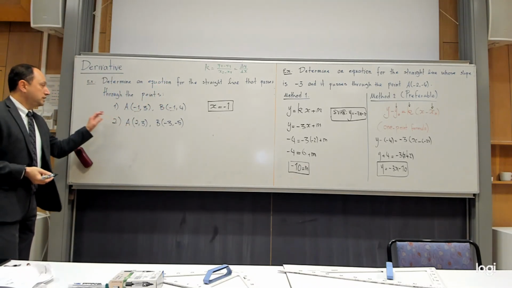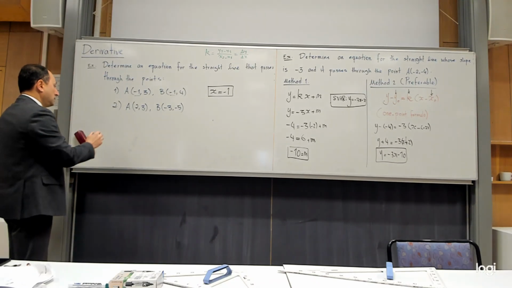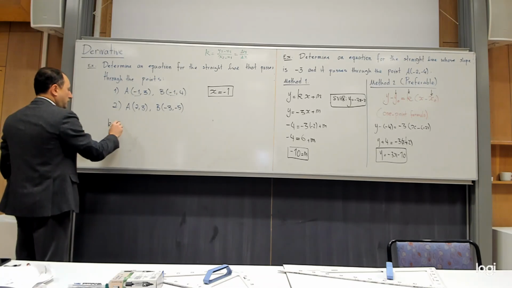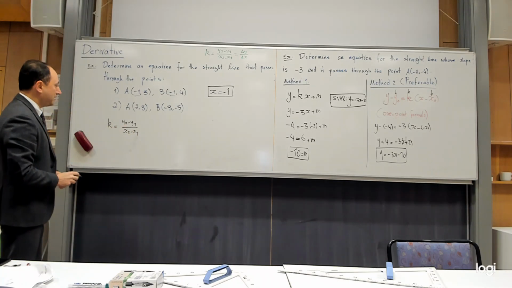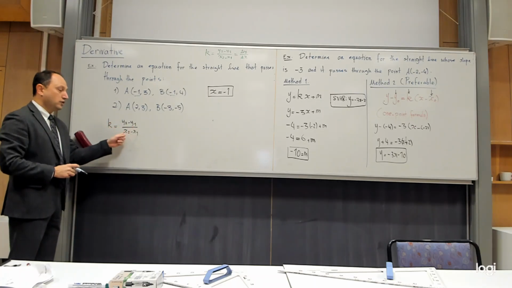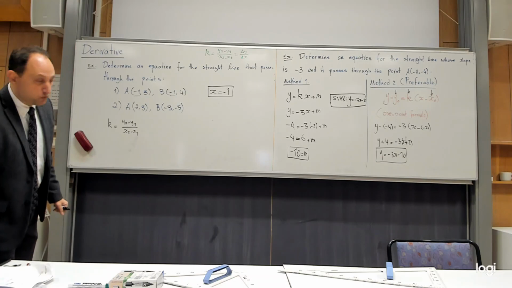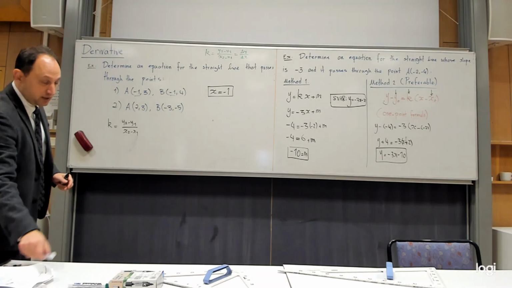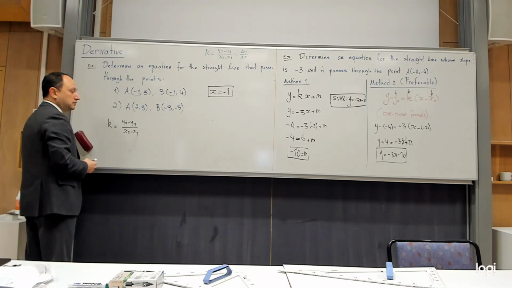But when I go to the second one, I have to calculate. So what should I do? I take the k value, I would write y2 minus y1 divided by x2 minus x1. By the way, these are names. It doesn't matter if you write y1 minus y2, but if you do that, you have to write x1 minus x2 as well. And it doesn't matter which one you want to name x1 and x2, which one you want to name y1 and y2.